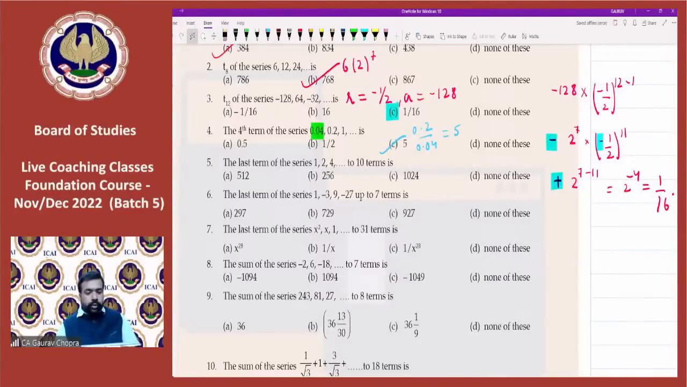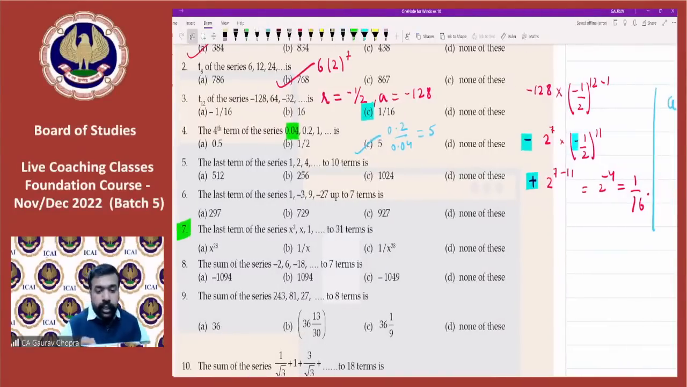Okay. Now let us move towards the seventh question. The last term of the series x squared, x, 1 and so on up to 31 terms is, this time we have to calculate A31. But before that, what is the common ratio? R is equal to x upon x squared, simply 1 by x. So 1 by x is the common ratio.